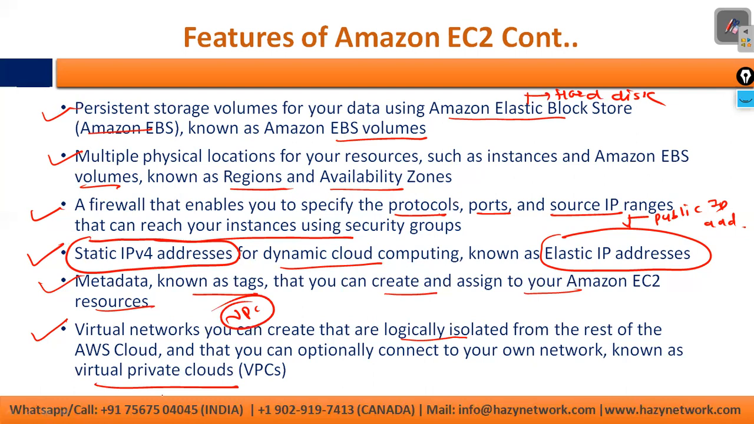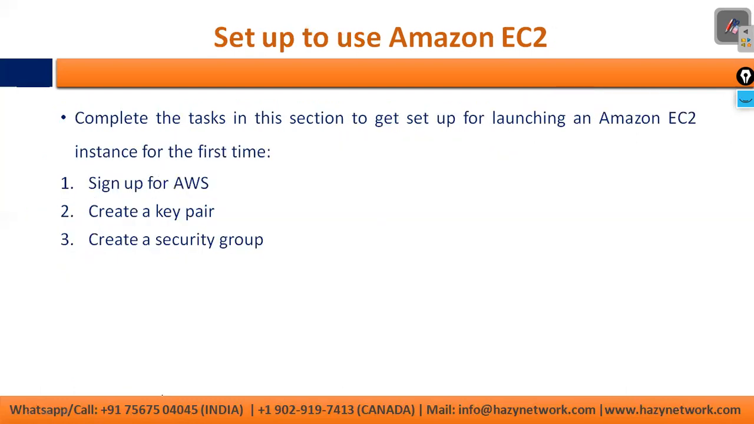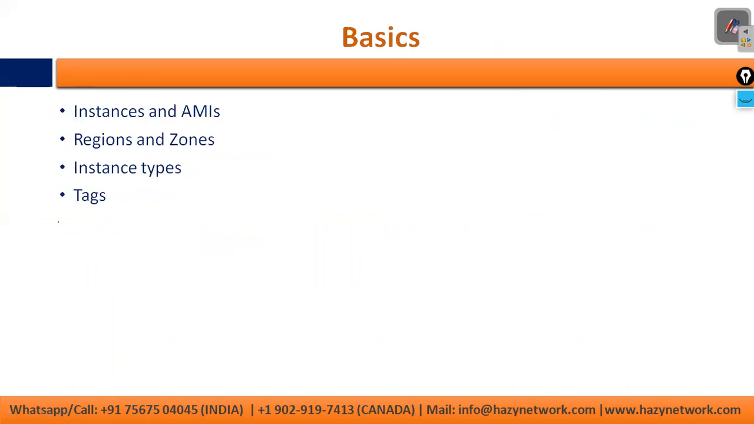I will create the first EC2 instance using the Windows operating system. And then tomorrow we will discuss in detail each and every part we used to create our EC2 instance. So let's set up to use the Amazon EC2. Complete the tasks in this section to get set up for launching an Amazon EC2 instance for the first time. First, you have to sign up for your AWS account, then you have to create the key pair, then you have to create the security group.